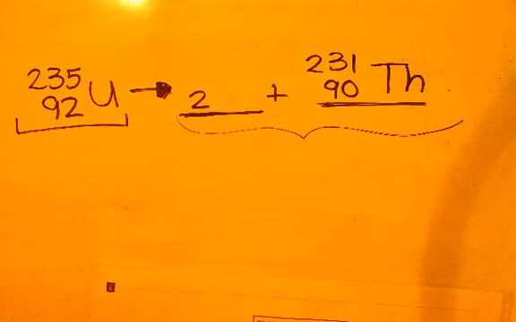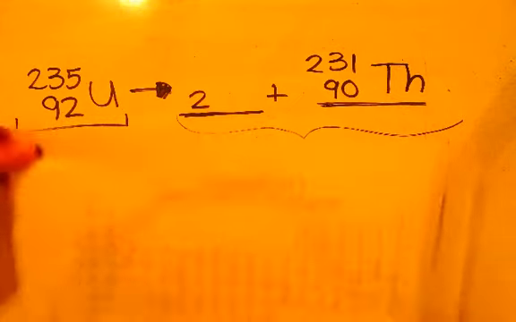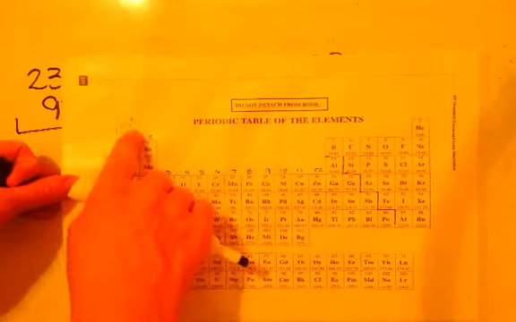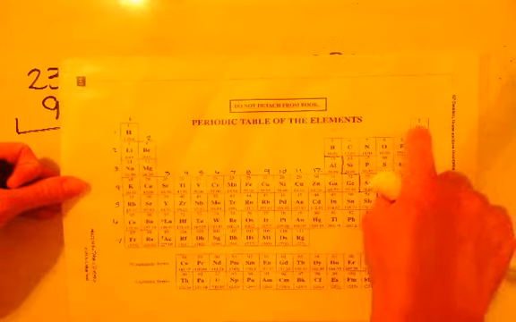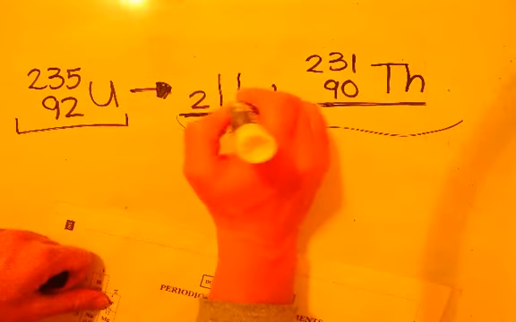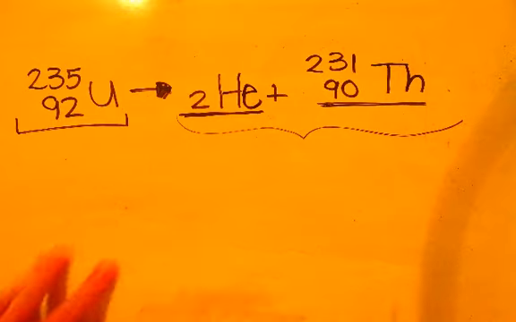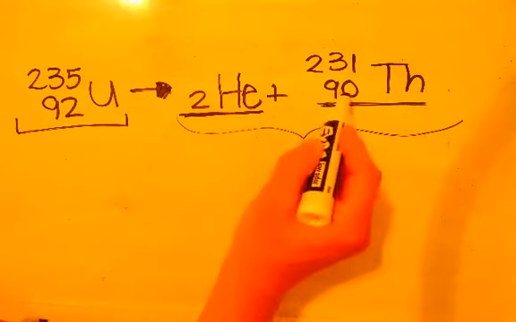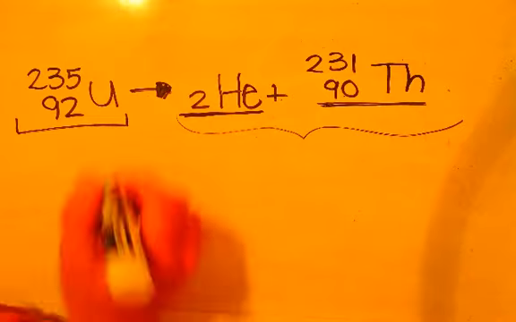Well, now you've got to pause and think. What is the only element on the periodic table that has 2 protons? We know that hydrogen has 1 proton, so we come across and we know that helium has 2 protons. And so I'm going to go ahead and put in an He here because I know that the only element that has an atomic number of 2 is helium. So 2 plus 90 is 92.